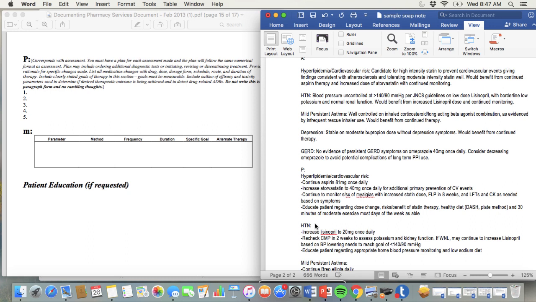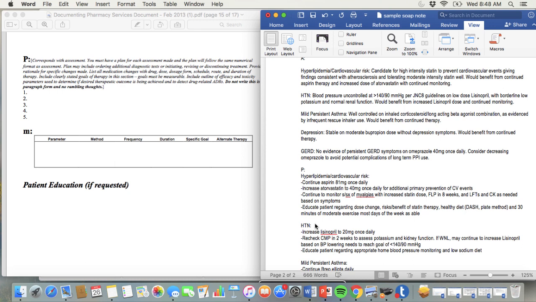We're going to recheck a CMP, so your kidney, liver function, and electrolytes, in 2 weeks to assess potassium and kidney function. And if within normal limits, may continue to increase lisinopril based on blood pressure lowering needs to reach a goal of less than 140/90. So you can see we have the goal in the assessment and the plan. You can also see there's a goal in your plan for hyperlipidemia, which is to prevent CV events. So that should also be listed.